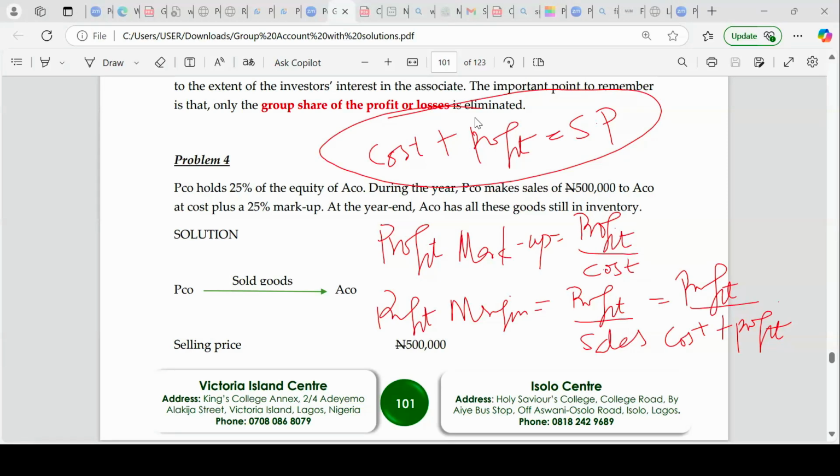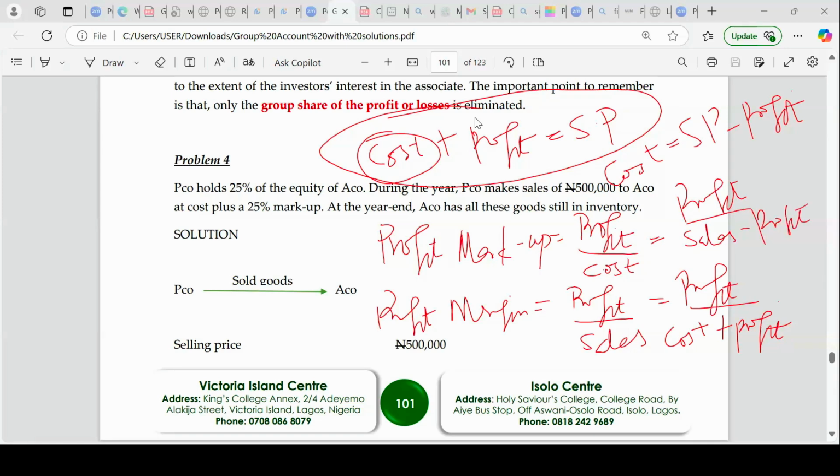Yes. All right. So if selling price is cost plus profit, then if I want to get cost, I can also get cost by saying selling price minus profit. So this one too, I can say this is also profit all over sales minus profit. As simple as that.